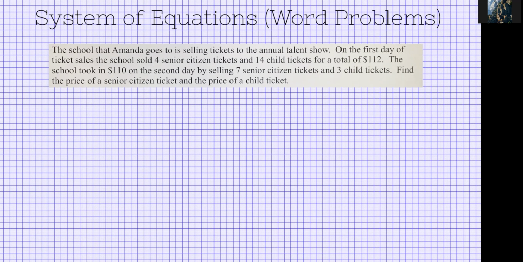The problem reads: the school that Amanda goes to is selling tickets to the annual talent show. On the first day of ticket sales, the school sold 4 senior citizen tickets and 14 child tickets for a total of $112. The school took in $110 on the second day by selling 7 senior citizen tickets and 3 child tickets. Find the price of a senior citizen ticket and the price of a child ticket.